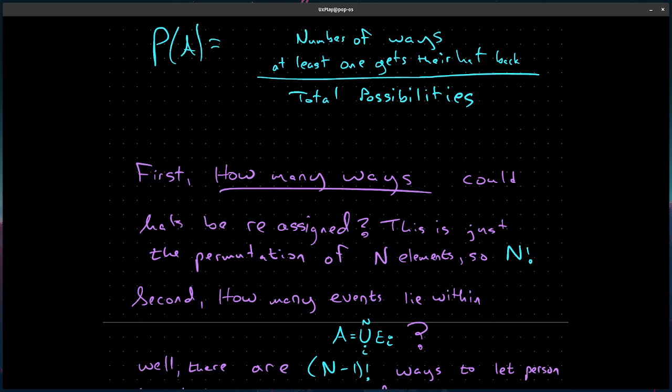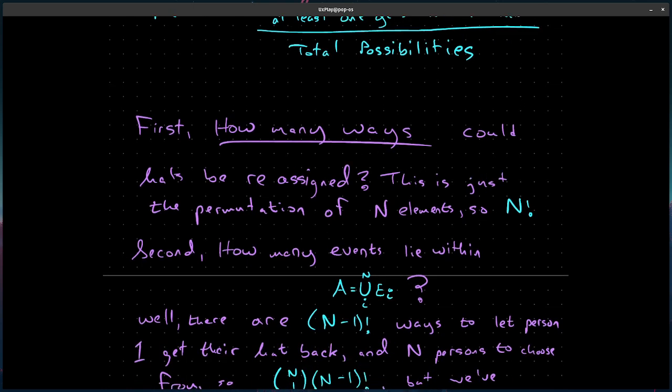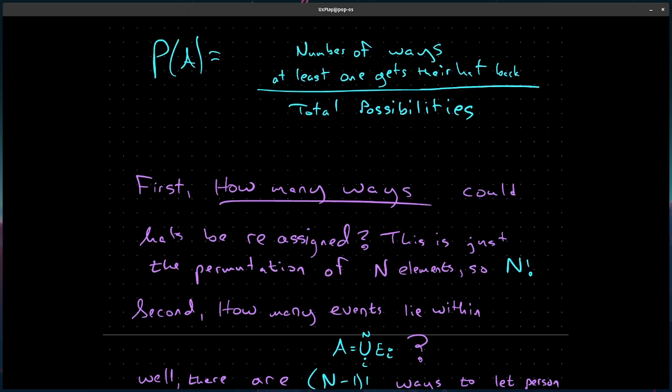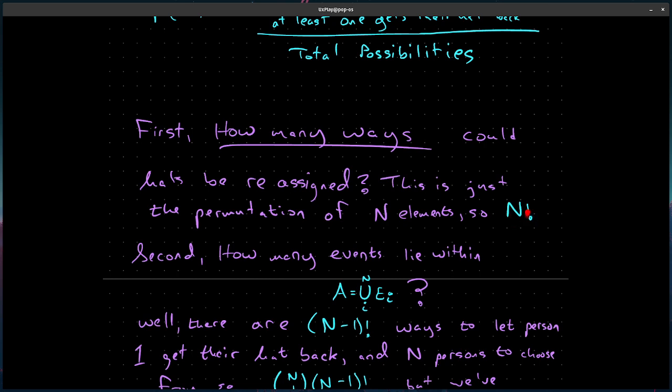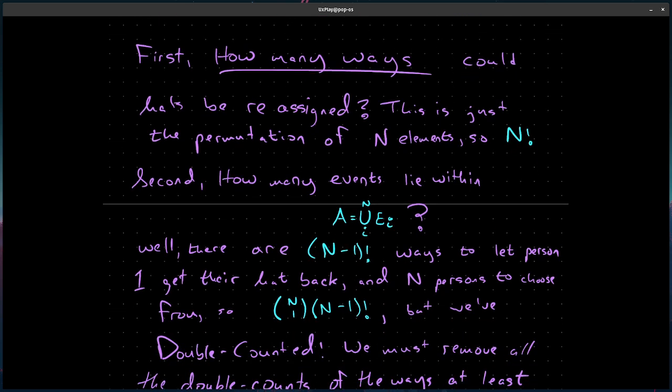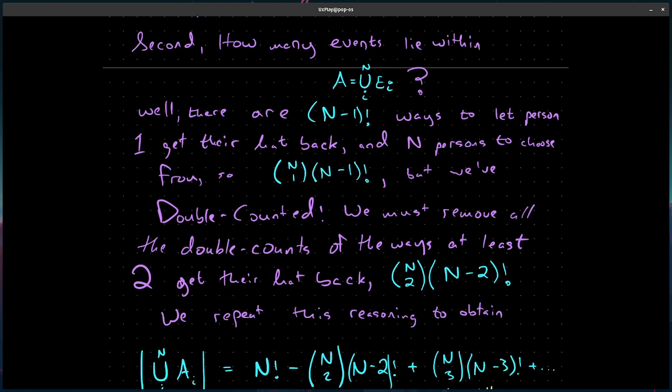So if we're interested in answering the question, how many total possibilities could happen? Well, we have the simple argument that we just need to permute all of the elements. So out of all of the things that could happen, there are n factorial ways. And second, we try to answer the slightly harder question: how many events are inside of A, how many events satisfy our criterion of interest? We can start thinking about this in cases. So what happens when exactly one person gets their hat back?